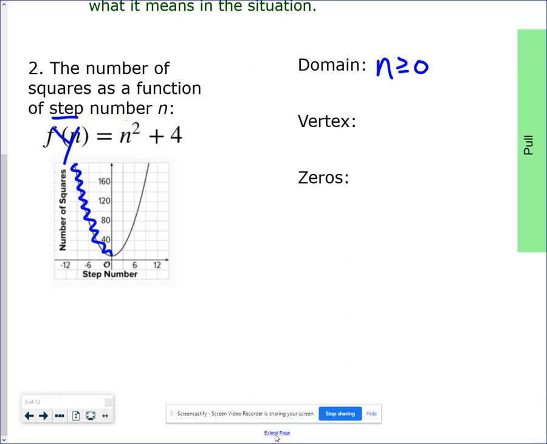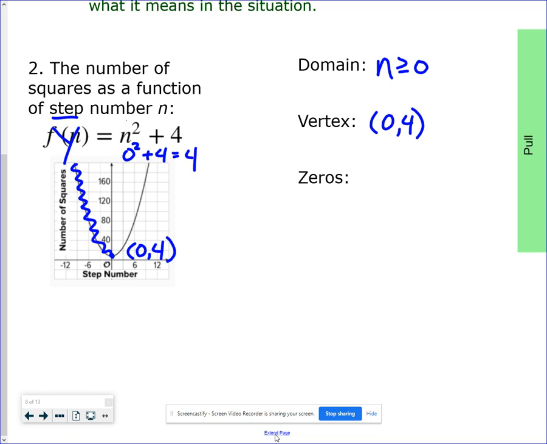The vertex on this is right here, and that point is at 0, 4. And I'm not just guessing that, it's because 0 squared is 0 plus 4 is 4. So the y part was 4. The vertex is at 0, 4. And that means, again, at step 0, I already had 4 squares, right? We had some of the step functions that had something there, and then we started adding like 1 squared and 2 squared and 3 squared.